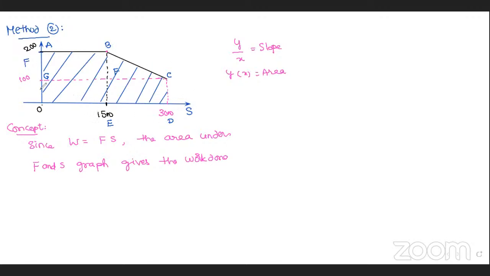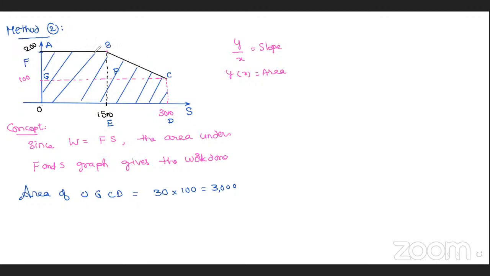Okay. Why I gave these points, I think you understood. First look at O, G, C, D. Area of OGCD. This is a rectangle, length into breadth. So length is 30 into breadth is 100. That I am getting here, 3000.